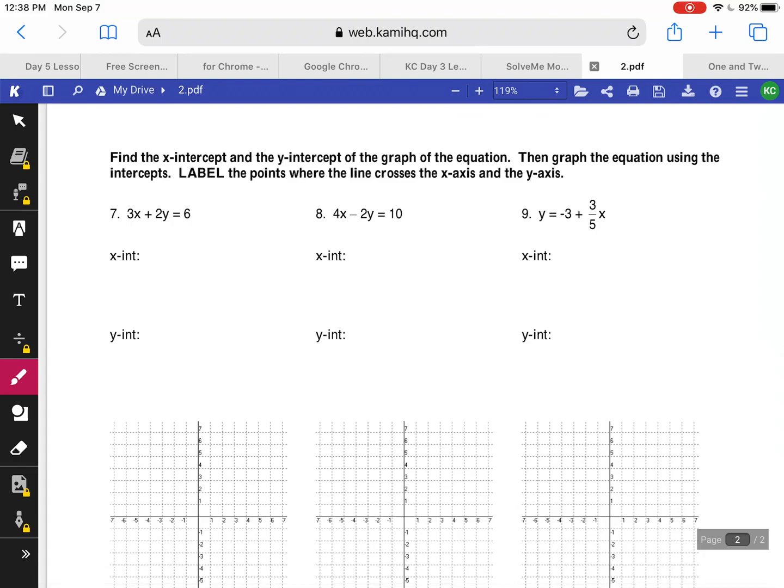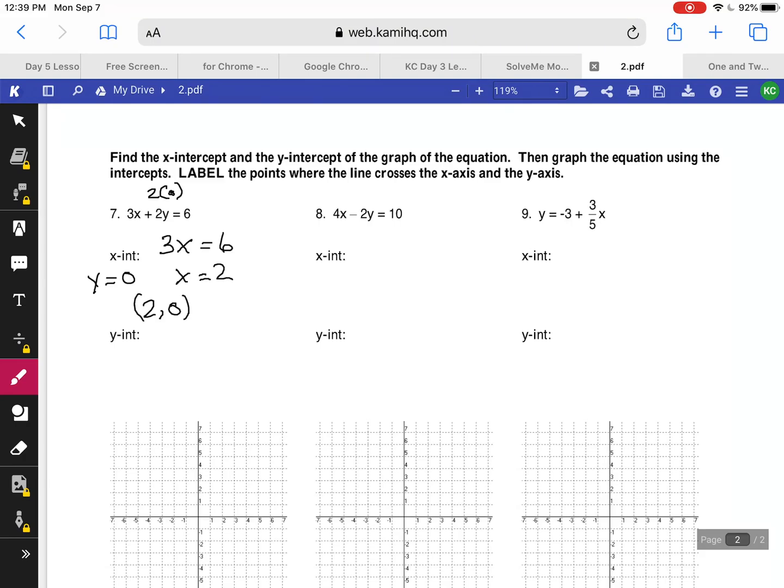Our last section, finding the x-intercept and the y-intercept of the graph of the equation. Then graph the equation using the intercepts. Label all points where the line crosses the x-axis and the y-axis. So here we are for the x-intercept. We know that y would have the value of 0, and so I can rewrite that equation. 3x is going to equal 6 because I know that 2 times 0 is 0. And then x would in turn equal 2. So I have an x-intercept of (2, 0).